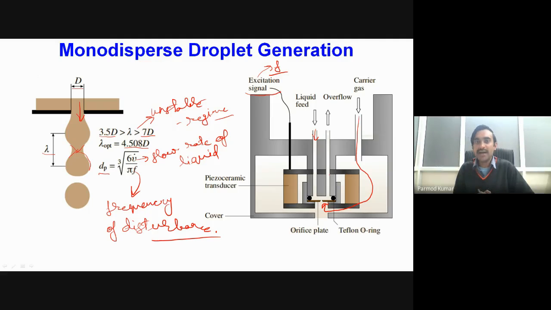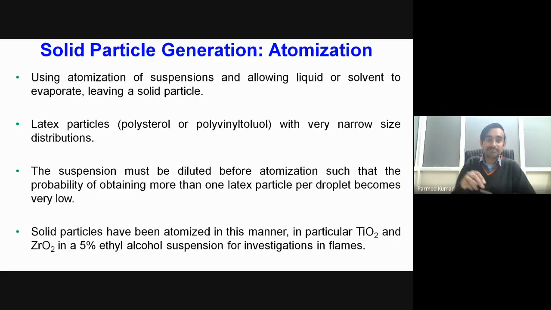Okay, so we may have to install multiple arrangements in parallel in order to obtain the desired amount of the droplets. Then apart from the generation of the liquid particles, we may have the generation of solid particles as well. Okay, so for the solid particles also, we may use the principle of atomization.